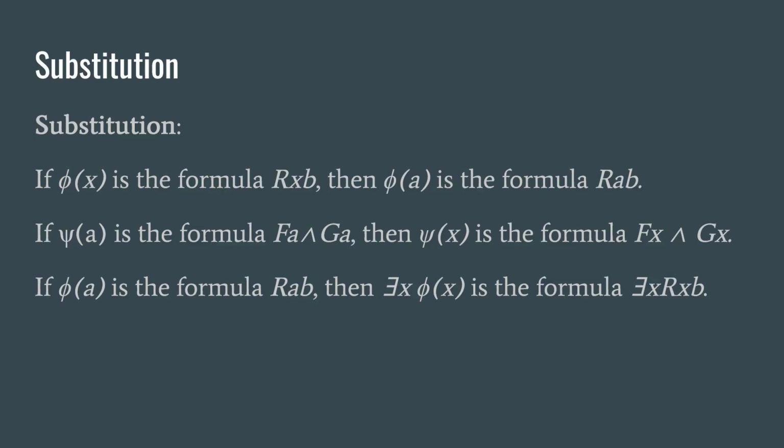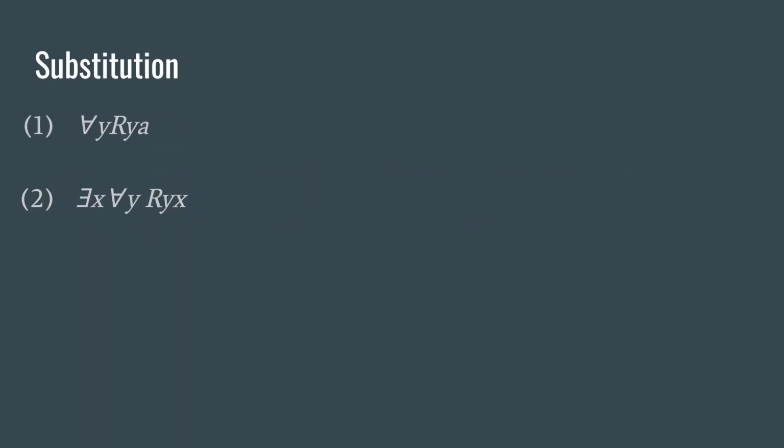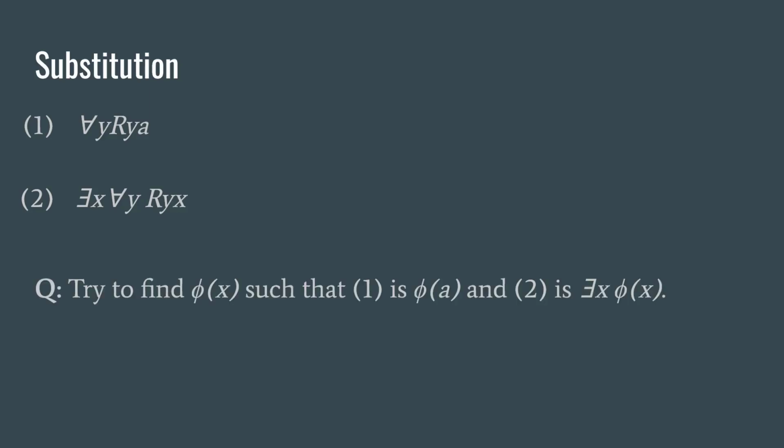Part of the challenge of doing proofs with quantifiers in predicate logic is that you have to be able to stare at two formulas and recognize that they are of the form phi a or there is x phi x. So again, these are the forms of these more specific propositions, and it's important to be able to recognize the form of a proposition. So consider these two. Now pause the video for just a moment and try to figure out the following question. Try to find phi x such that 1 is phi a and 2 is there is x phi x.